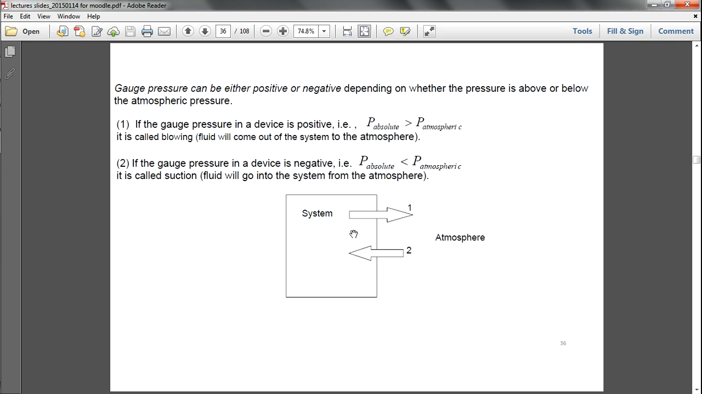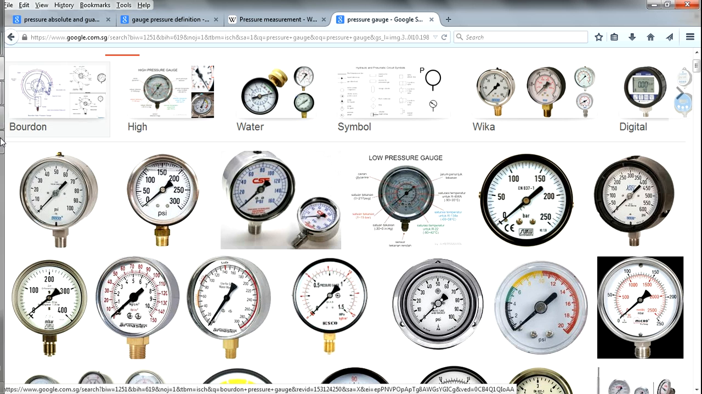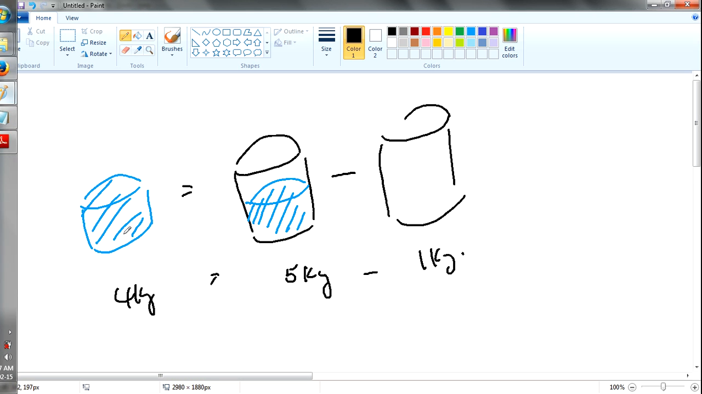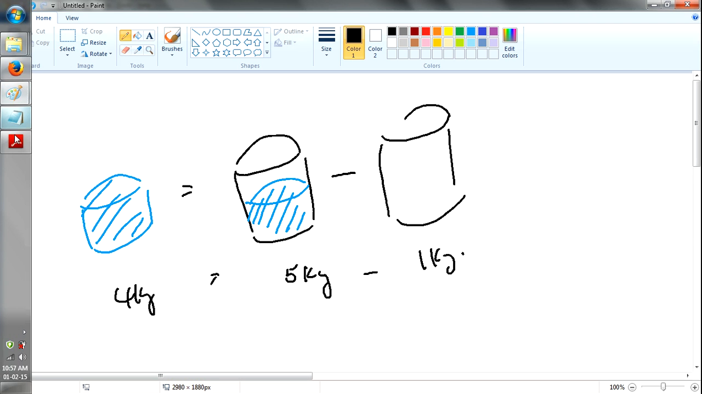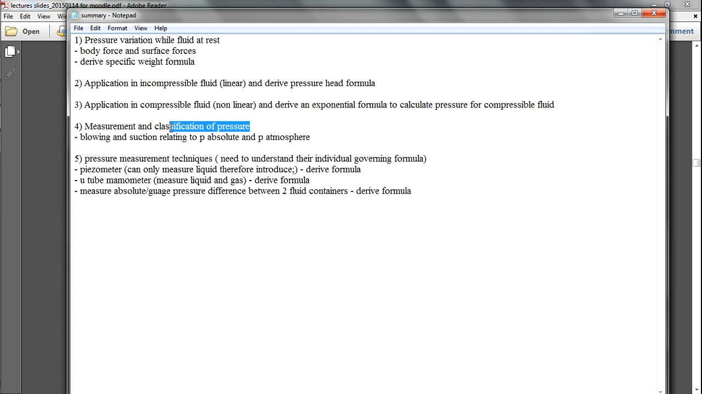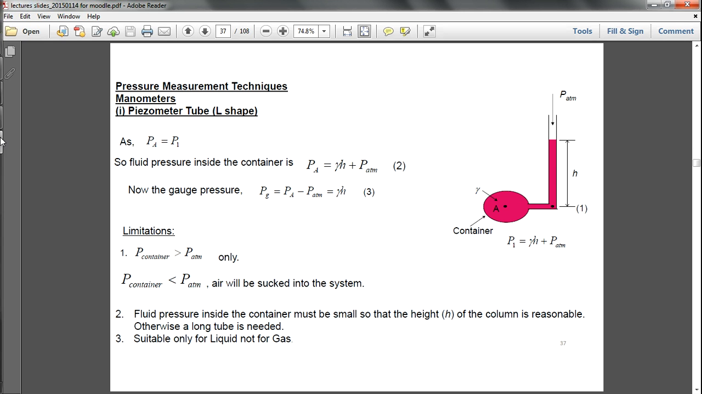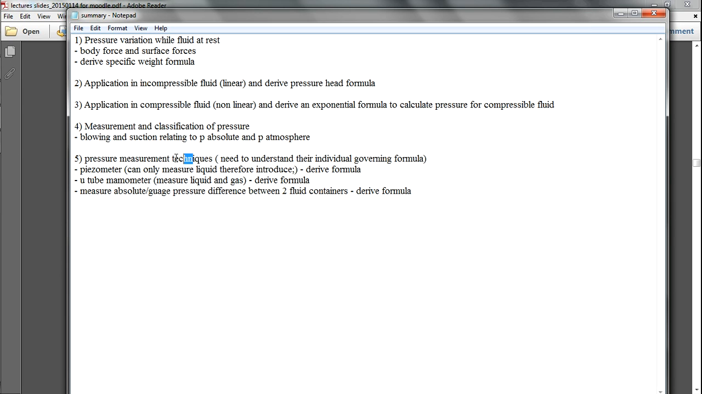That's all. I'm not going to talk much more, just let you know P gauge is whatever is displayed over here, or the analogy that I gave you. So we have cleared away the classification and measurement of pressure. Classification is when you classify the types of pressure, and measurement is when you do a calculation. And there are a few techniques for pressure measurement, three of them.